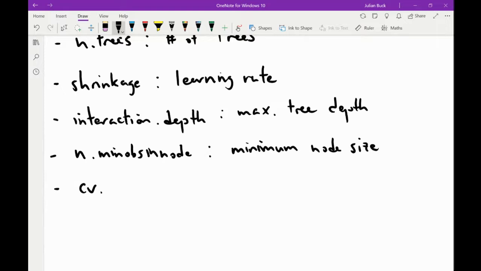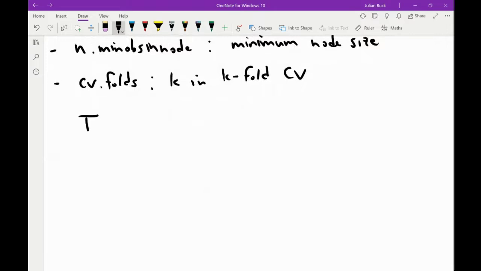And CV.folds. This is the K in K-fold cross-validation. So you can set how many folds to use for cross-validating. Okay, so there's lots of options then to consider. And then here's our tuning strategy.